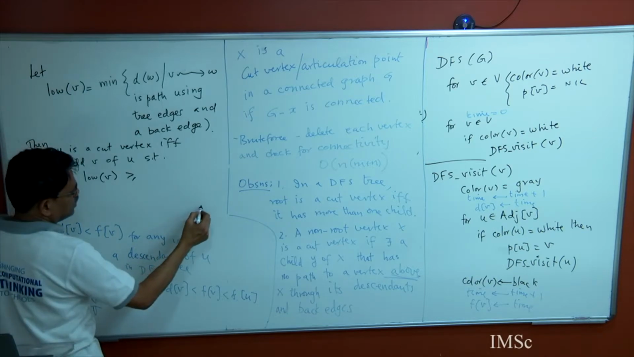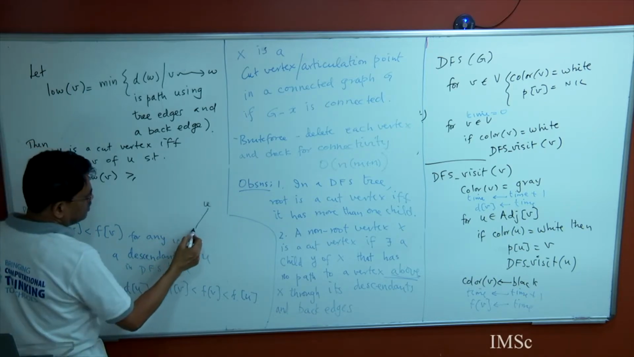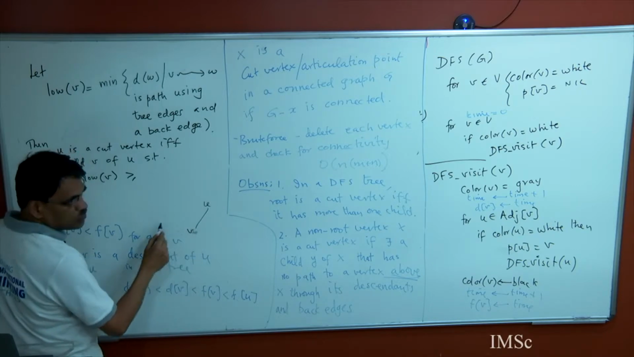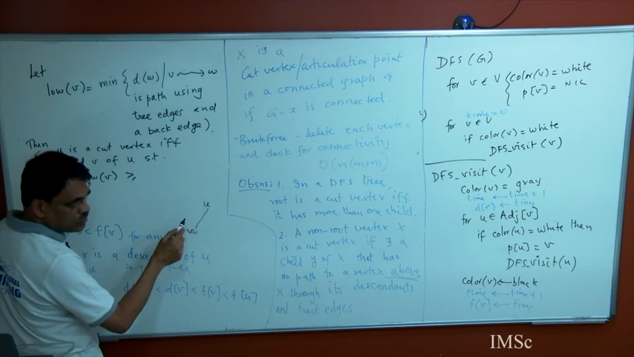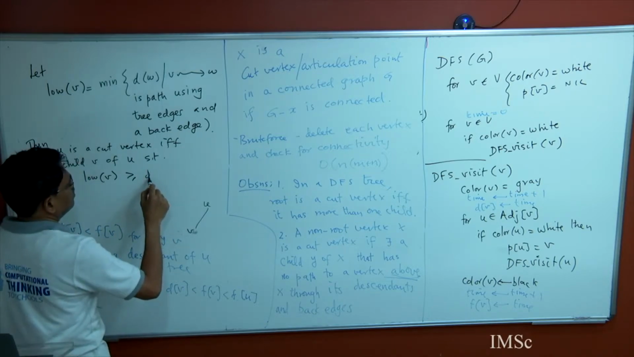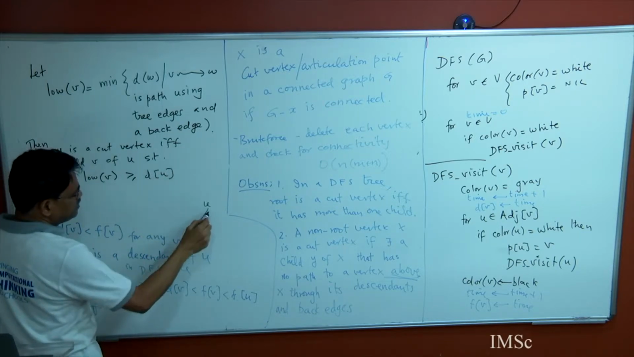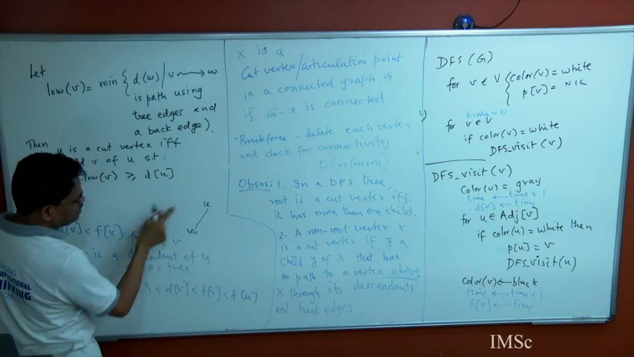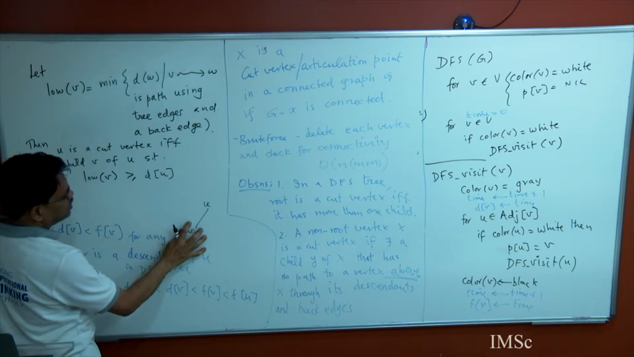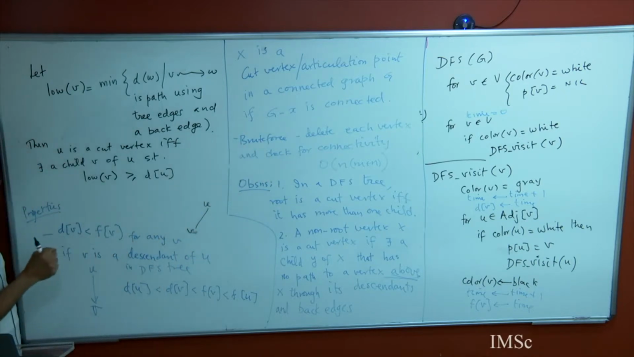So U is a cut vertex if there is a V whose low value is greater than or equal to D of U. That means that through this path, the maximum I can reach is U. So when I delete U, this becomes a component by itself, disconnected from the rest of the graph.